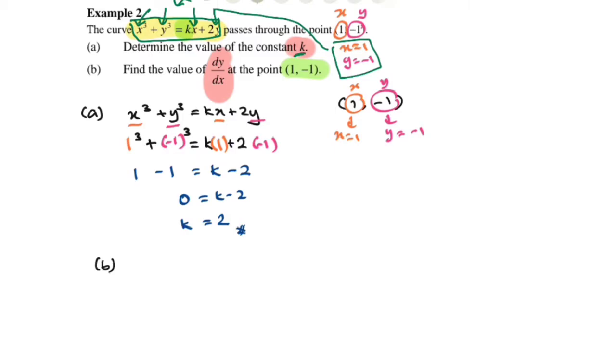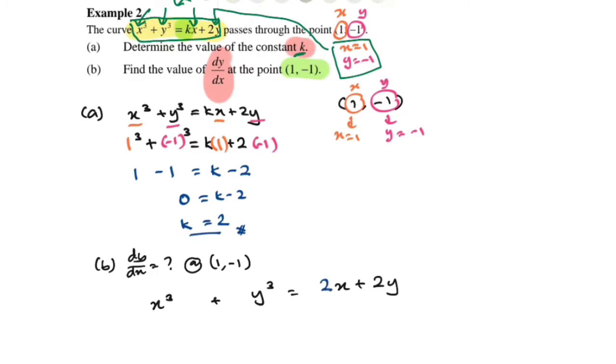Question B wants you to find the value of dy over dx at the point coordinate (1, -1). So this is like finding the gradient at the point (1, -1). To solve this, we have to find what is dy over dx of this equation. So start by writing down the equation. Don't forget to replace your k with the value 2.